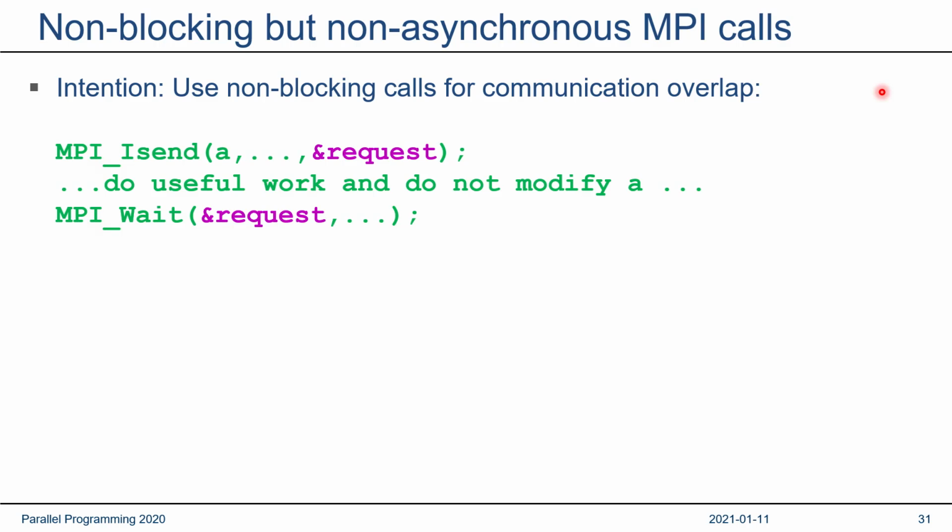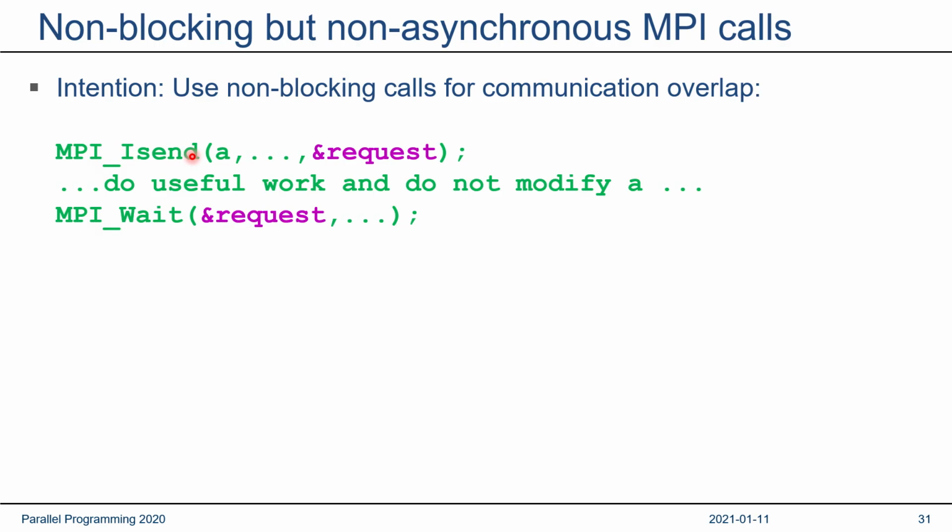Now, another pitfall that's quite common is the assumption that non-blocking MPI calls are actually asynchronous. One motivation is that they are called non-blocking. It's actually a misnomer, or at least an unfortunate choice of terminology. The intention of using non-blocking for communication overlap is as follows. You want to communicate something to a different process, and while it's being sent, you want to do useful work in order to overlap the communication overhead with useful work.